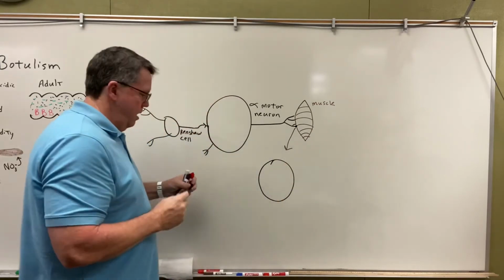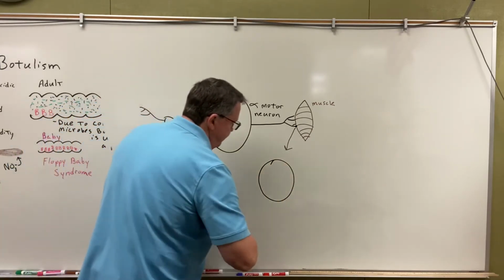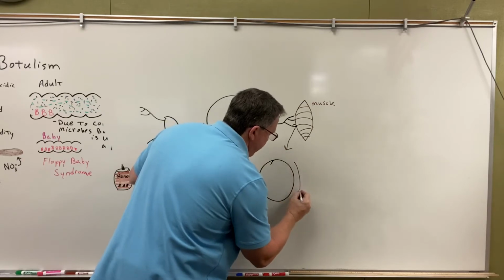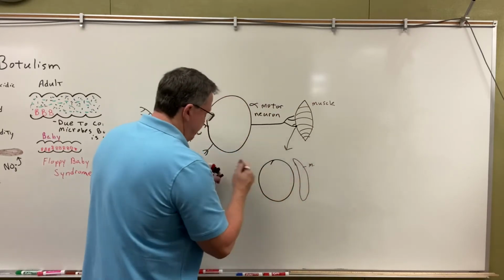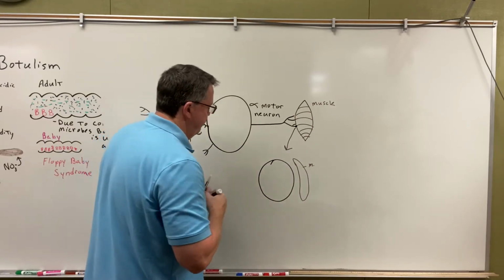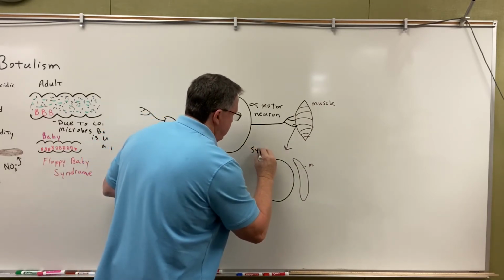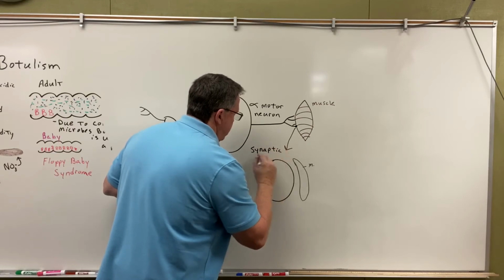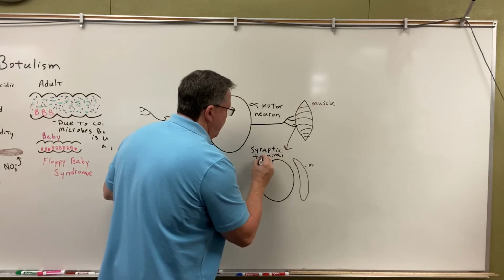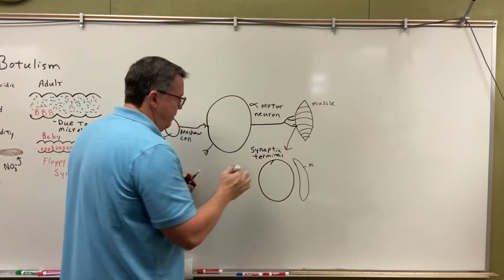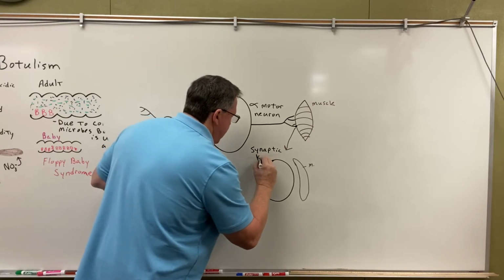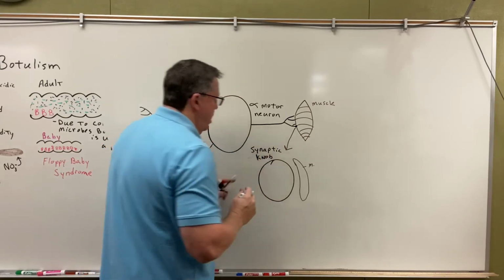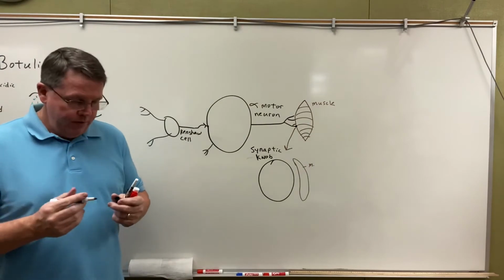This is supposed to connect over here to a muscle. So this is still my muscle, and this is my synaptic terminal. Like I said, I've heard all sorts of things. I've heard them called presynaptic terminal. I've heard them called synaptic knob. In fact, synaptic knob is more common, so I'm going to put synaptic knob. All right, so that's right there.